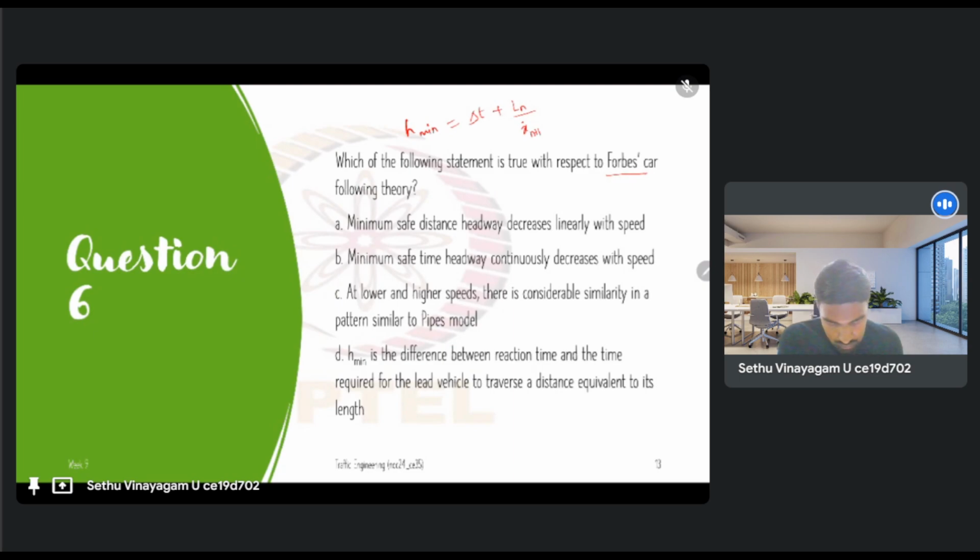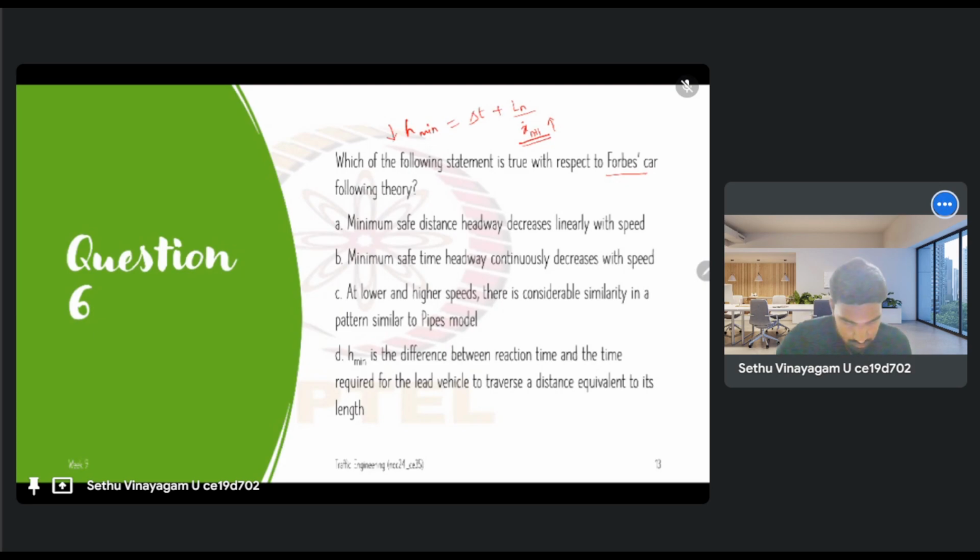Here option A says minimum safe distance headway decreases linearly with speed. So what happens when speed is increasing? Given that the reaction time and the car length are not going to change, and the speed is going to increase, the time headway is going to decrease. And what we know is that time headway and space headway are inversely related. So if time headway is going to go down, the required space headway has to increase.